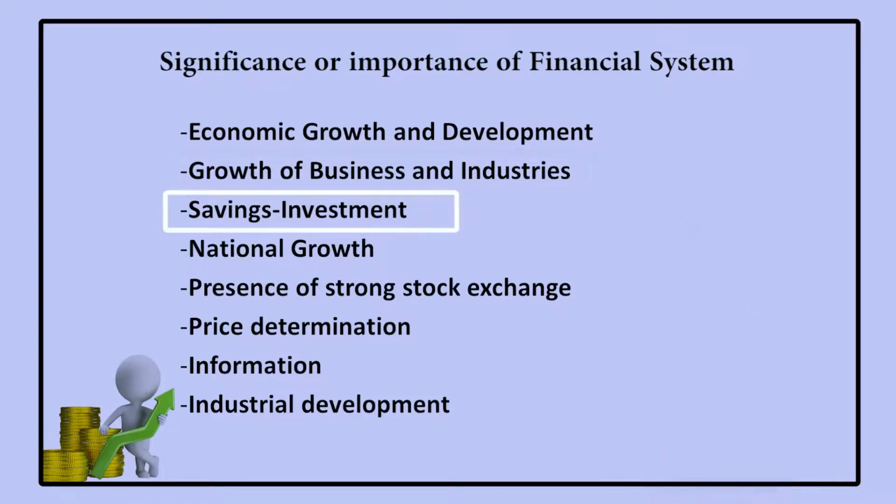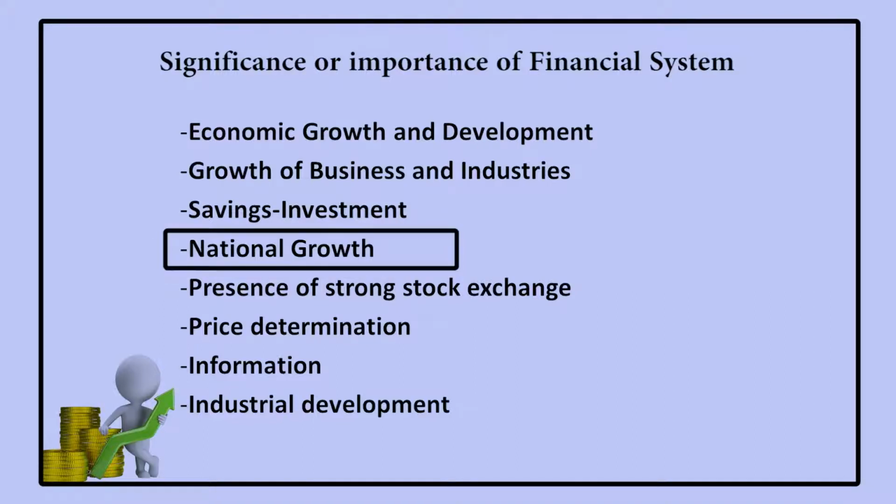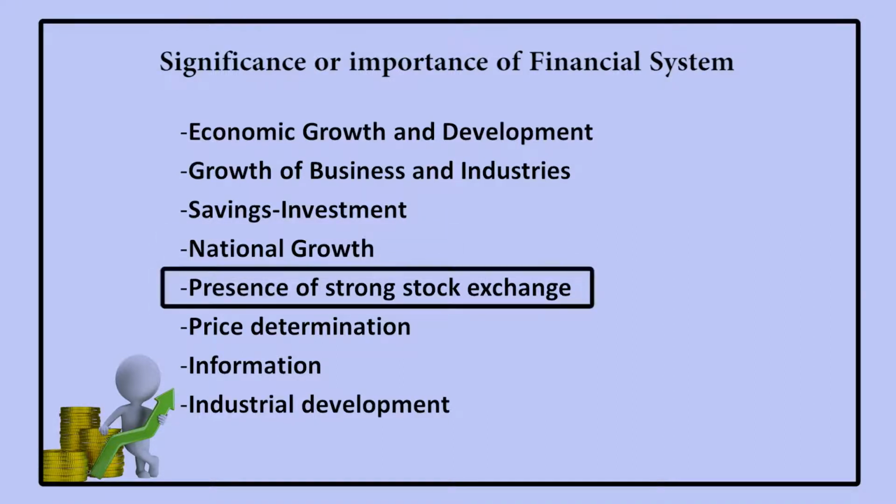Savings and investment is another part. Here we can say that saving is the part of the investment which is invested in the business. Next is national growth. National growth is possible when economic and industrial growth is possible. With the help of economic and industrial growth, we can say that the national growth of any country is possible.